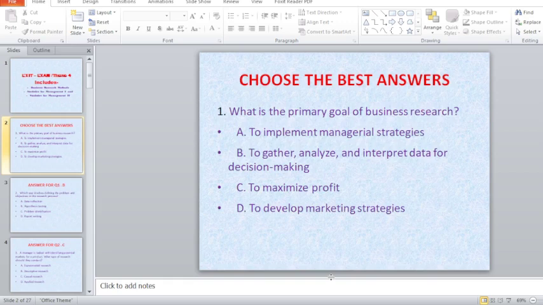Question 1. Which one is the primary goal of business research? A. To implement managerial strategies. B. To gather, analyze, and interpret data for decision making. C. To maximize profit. D. To develop marketing strategy. The primary goal of business research is to gather, analyze, and interpret data for decision making. Choice B.